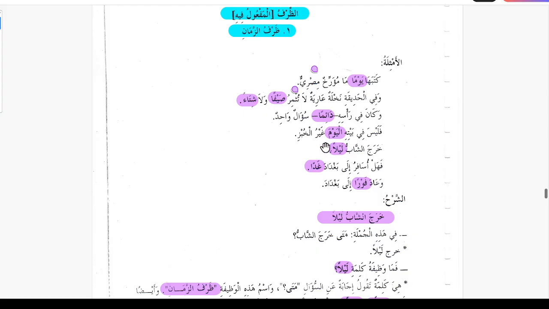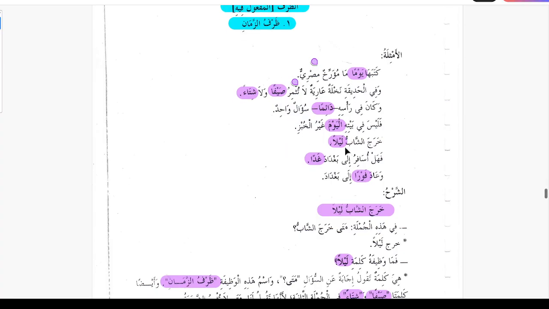When there was nothing in his house, al-yawma, today. So al-yawma is zarfu zaman. "Kharaja ash-shabu laylan", the young man left laylan, in the night. When the young man left, when did he leave? In the night. So laylan is zarfu zaman.